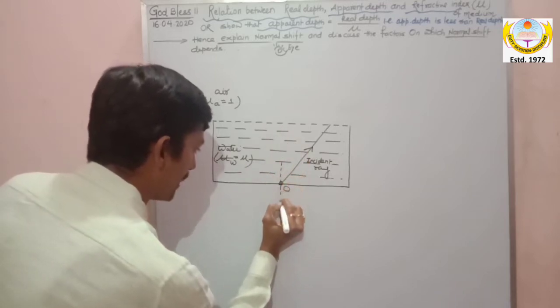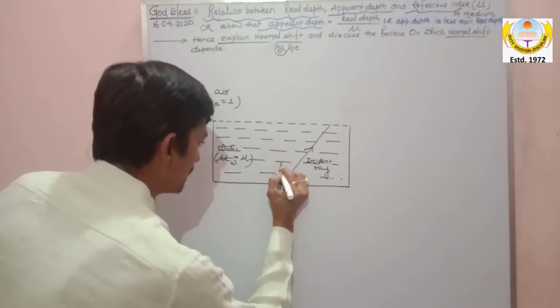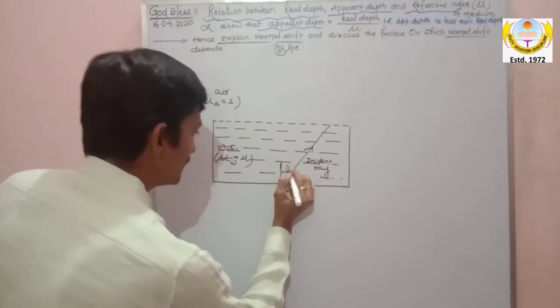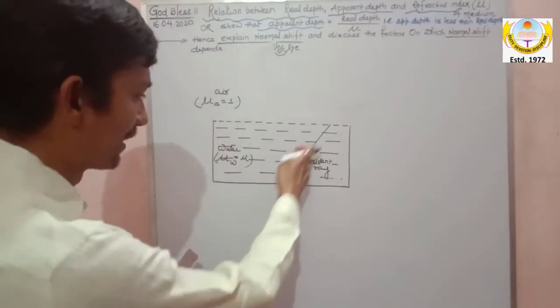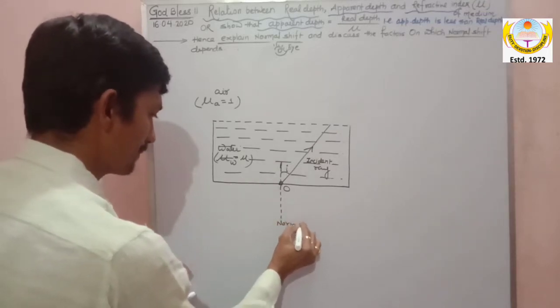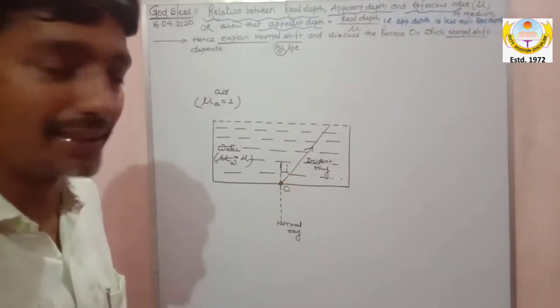So this is the normal drawn. So this will be your angle I, because this is the incident ray and this is the normal. So this is your angle I, the angle of incidence.